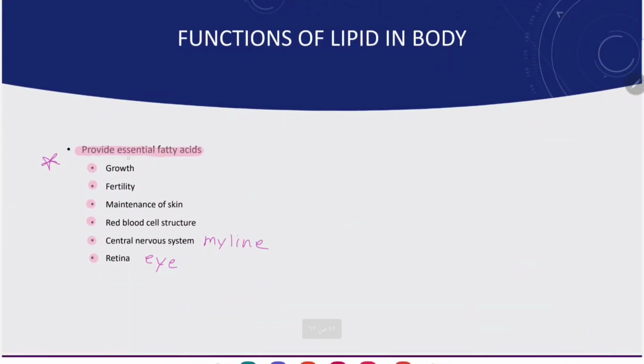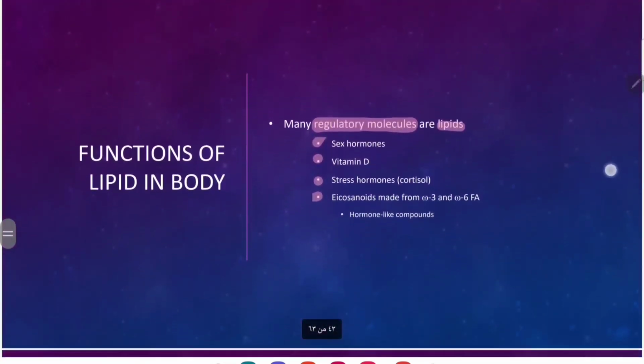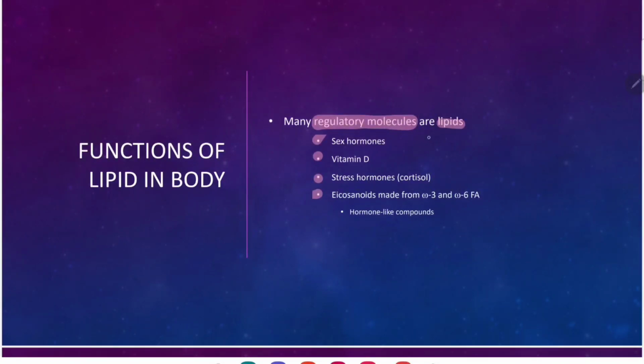Also, the lipids provide essential fatty acids that is important for growth, for fertility, for hormones as we mentioned before, maintains of skin, red blood cell structure, central nervous system, the myelin sheath, and the retina and the eyes, الشبكية. Also, many regulatory molecules in the body are lipids. For example, the sex hormones, vitamin D, which act as a hormone, stress hormones like cholesterol, and eicosanoids made from omega-3 and omega-6 fatty acids, hormone-like compounds. فهذه الأربعة هي مركبات تنظم داخل الجسم العمليات الحيوية وهي مكونة من الليبيدز.